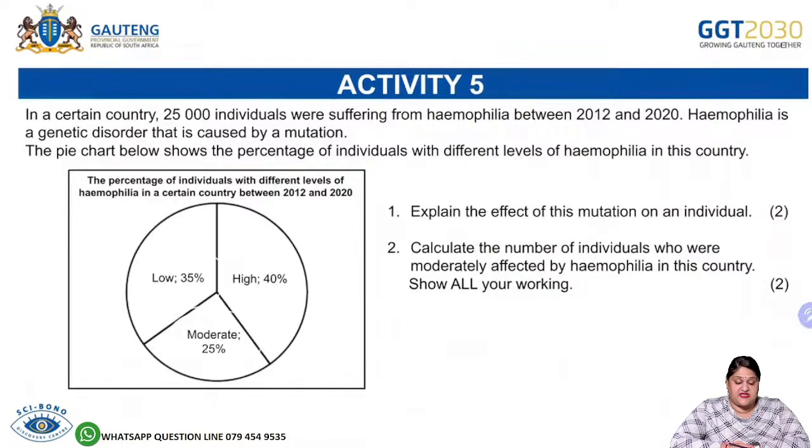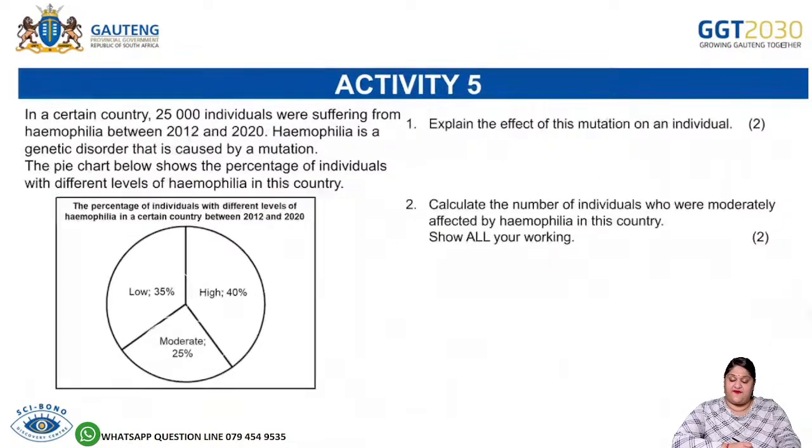In a certain country, 25,000 individuals were suffering from hemophilia between 2012 and 2020. Hemophilia is the genetic disorder that is caused by a mutation, right? Which mutation is it? Gene mutation, yes. The pie chart below shows the percentage of individuals with different levels of hemophilia in this country. So here we see high is 40%, low 35%, and moderate 25%. Explain the effect of this mutation on an individual.